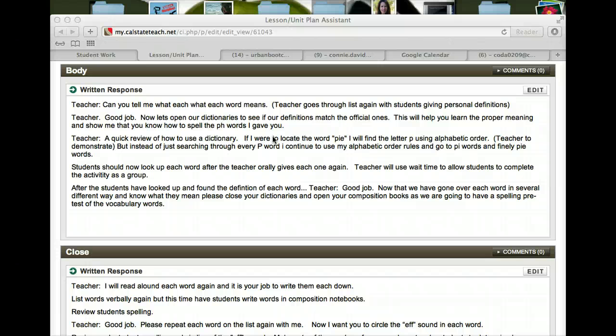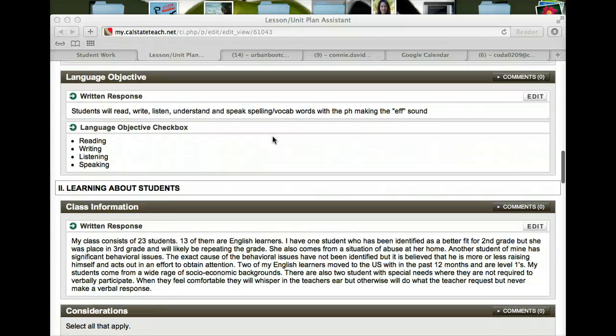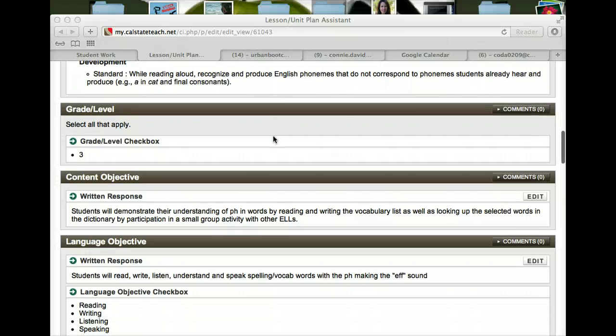Now, your lesson is about understanding the PH in words by reading and writing the word and looking the word up in this group activity. There's nothing in here that talks about the meaning of the word.